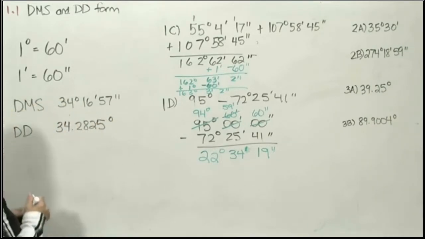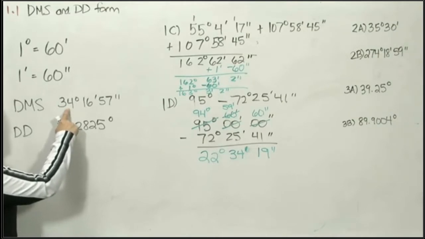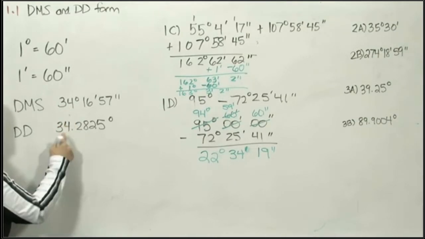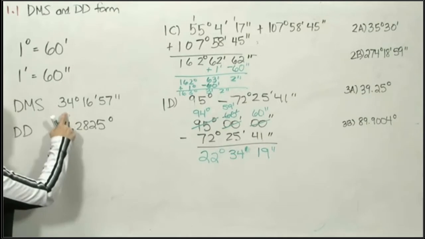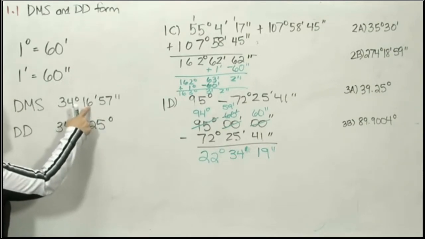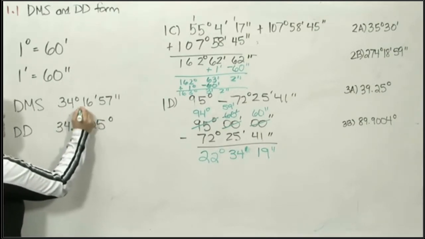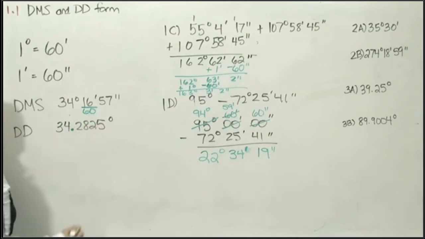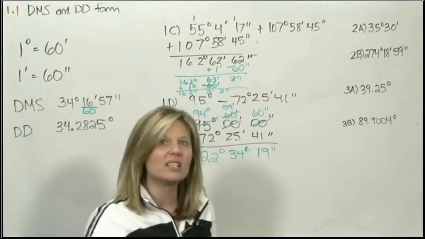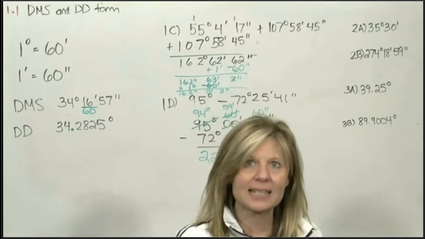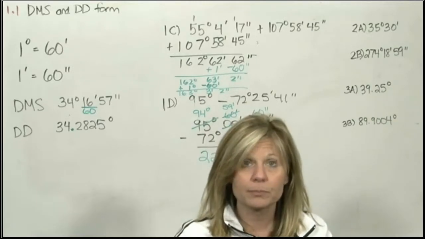The way we had to do it is we had to say, okay, 34 degrees is the whole, so the whole stays in front. I then put a decimal point to separate the whole and the part. This is 16 minutes out of how many people? 60. So I manually would have had to divide 16 by 60 and get a decimal.